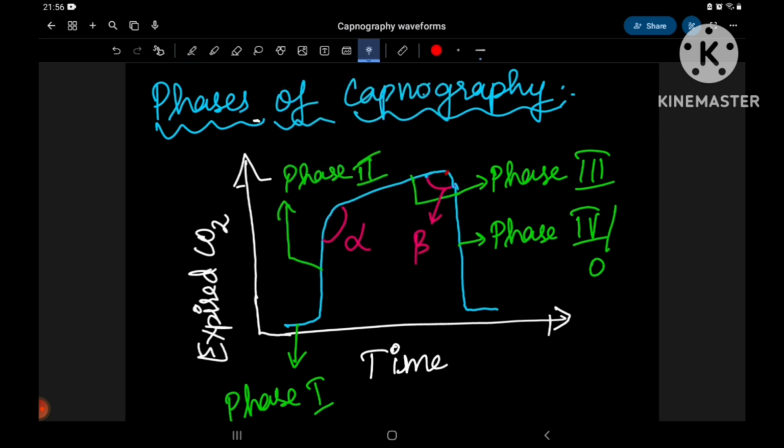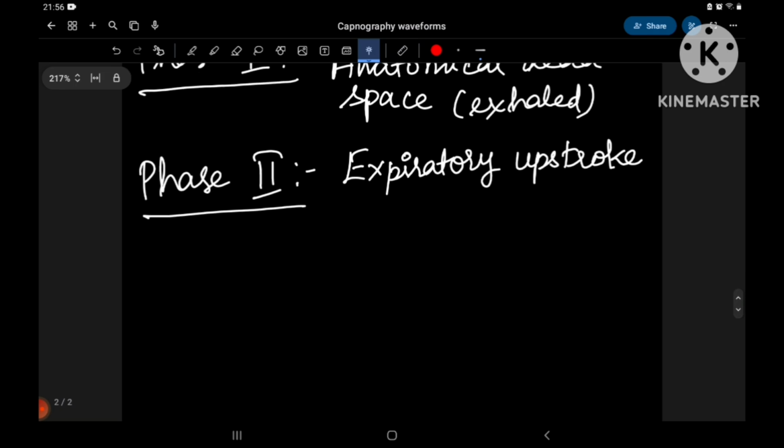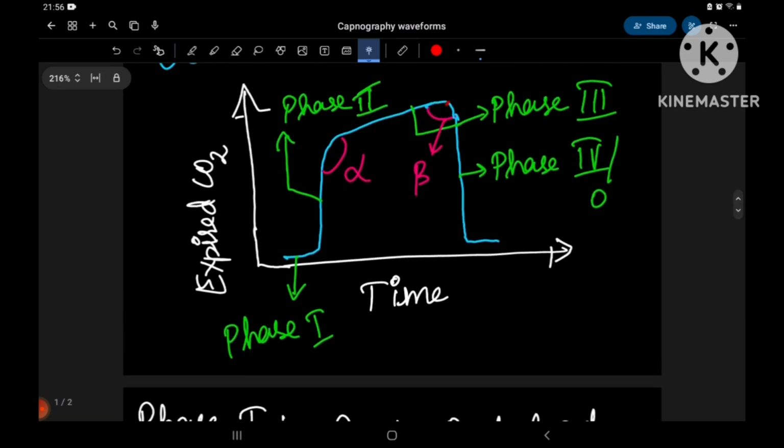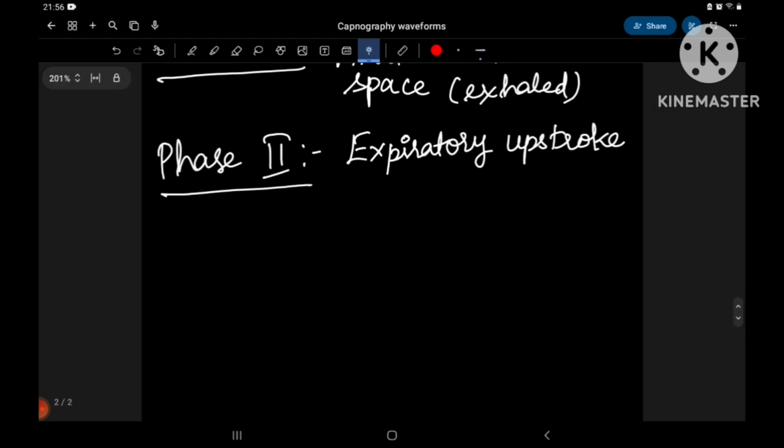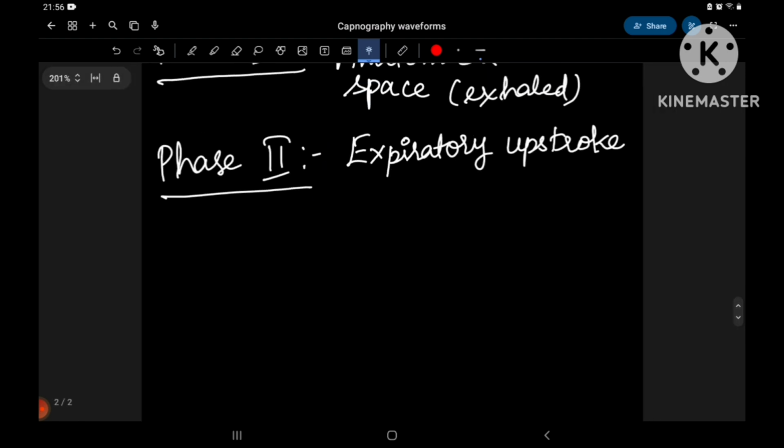See this which I am just marking, this is the sharp rise in carbon dioxide concentration. Here what actually happens is that there is a transition between the airway and alveoli. It's coming like this and it's just increasing. So this is phase 2 for you.